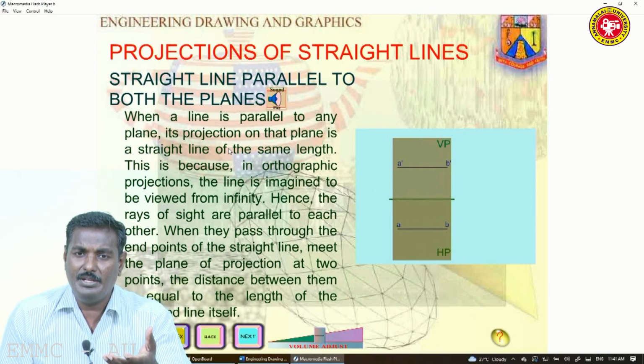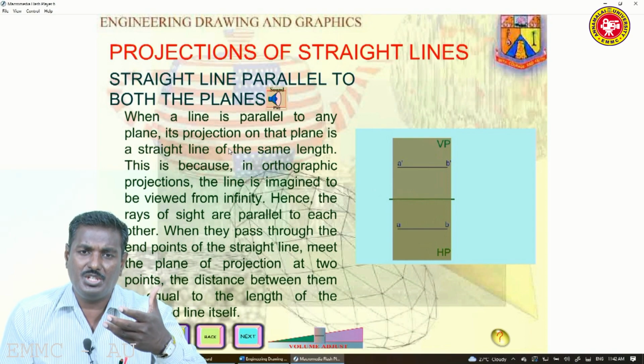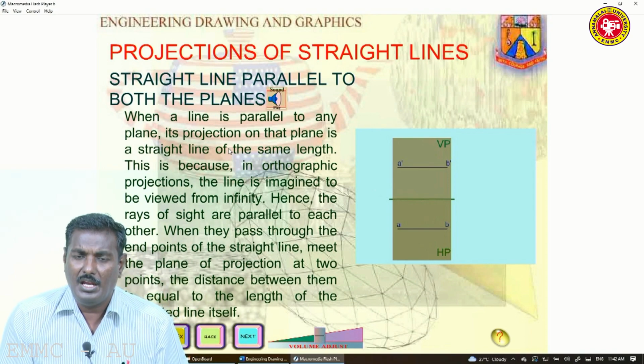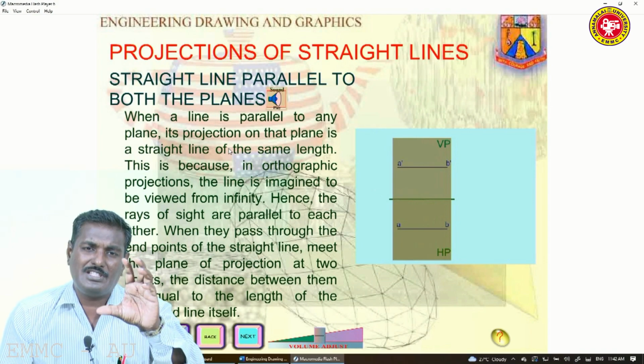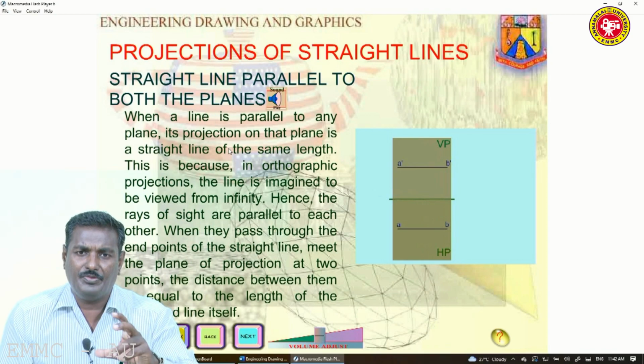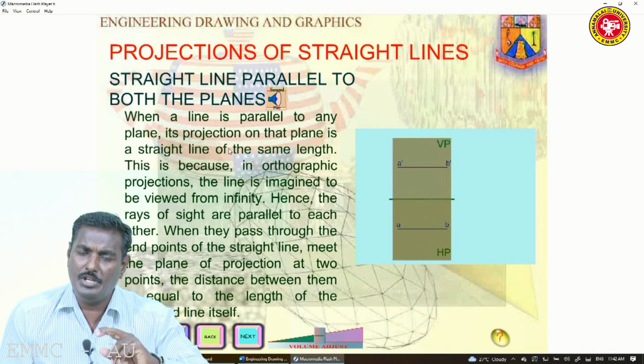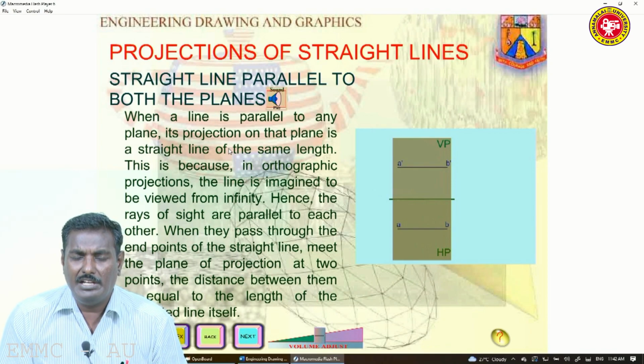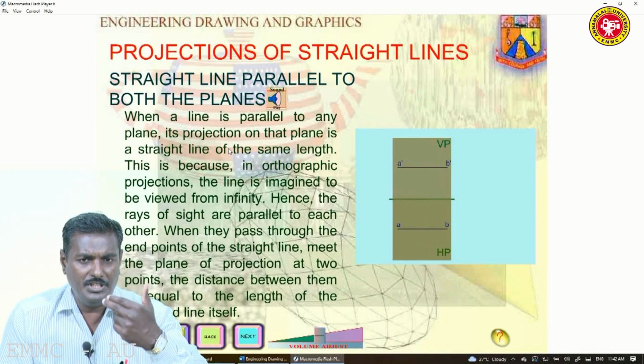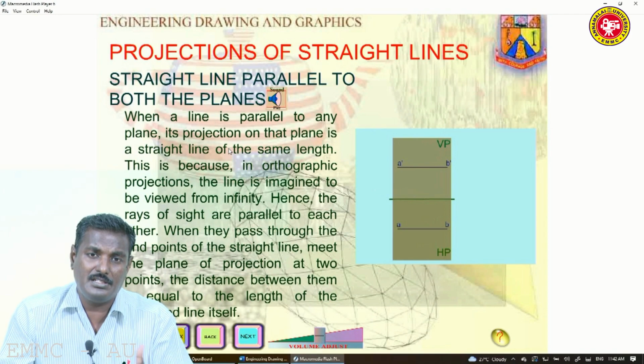So how do we say it? If the elevation is above the reference line and the plan is below the reference line, that is first angle projection. If it is the opposite, with the top view or plan above the reference line and the elevation or front view below the reference line, that is third angle projection.